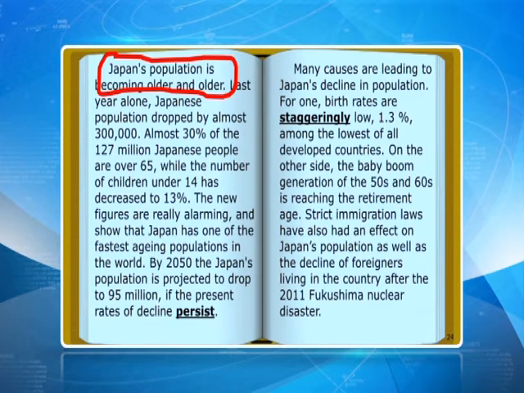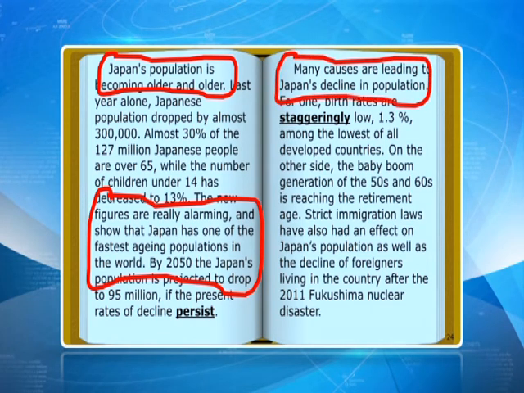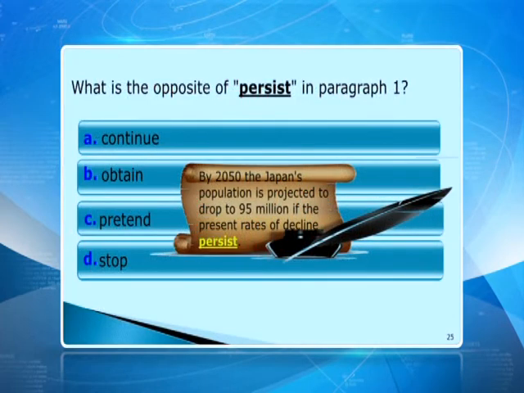This piece of information is very important: Japan's population is becoming older and older. This piece of information is also important: many causes are leading to Japan's decline in population. And the last one: strict immigration laws have also had an effect on Japan's population as well as the decline of the foreigners. Now, these four pieces of information help us to make sure that our answer is correct. Now, let's move to the following question.